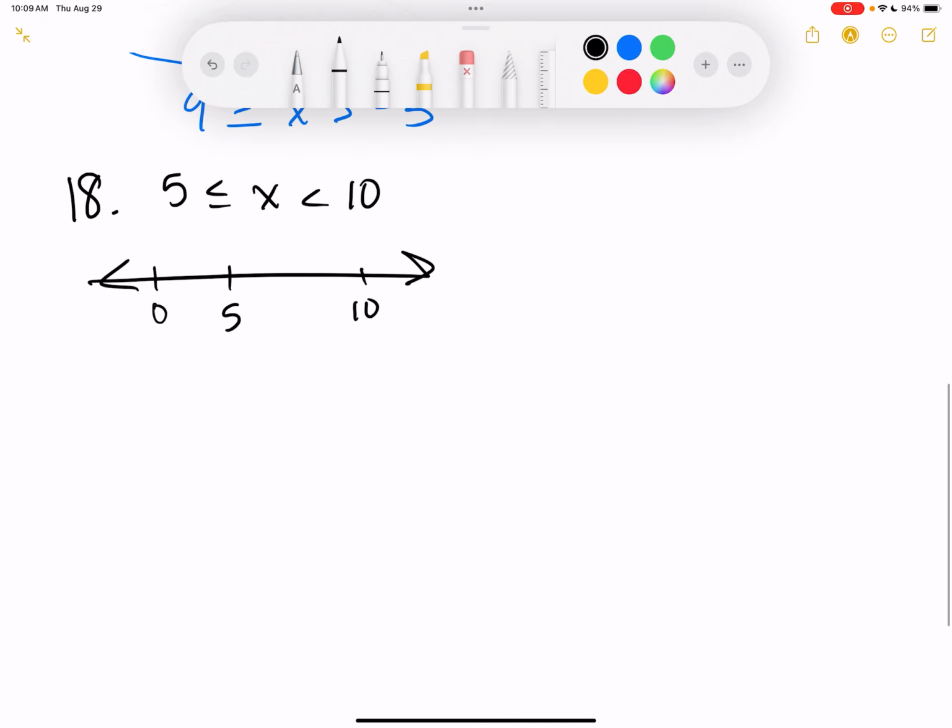So, what's happening on this one? Parentheses on 10. Parentheses on 10, what else? Bracket on 5. Bracket on 5, and which way is it going? In the middle. The line goes between, because x is between those two things. So, bracket, parentheses, colored in.